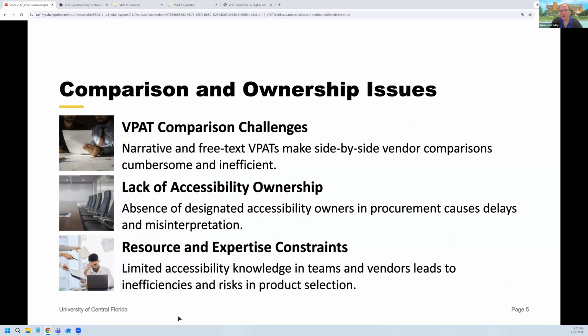So one of the things we're looking to address is, first, how we can make comparisons more narrative, so that I can say this product is going to introduce this barrier, versus this product, which is going to be a better user experience. There's also the lack of ownership. As Kevin mentioned, designated accessibility owners don't necessarily exist inside the procurement process, and the different houses looking at these things from different use cases could present delays or misinterpretation. And there are constraints in terms of university resources and expertise in making these evaluations.